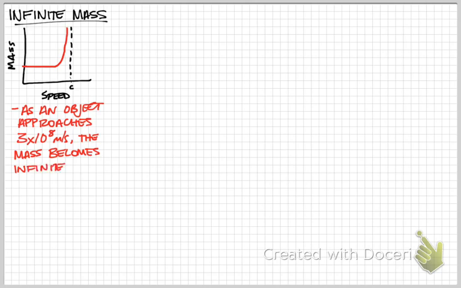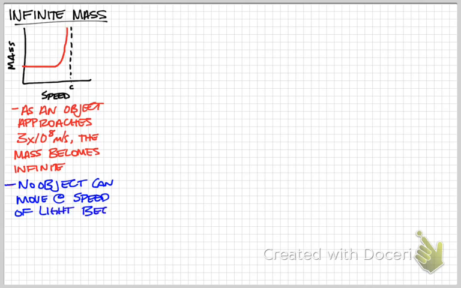And one of the immediate consequences of this is that no object can move at the speed of light because it would take an infinite amount of work to do so.